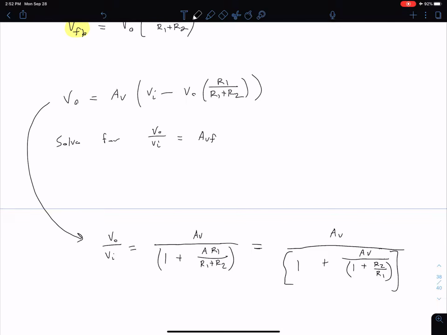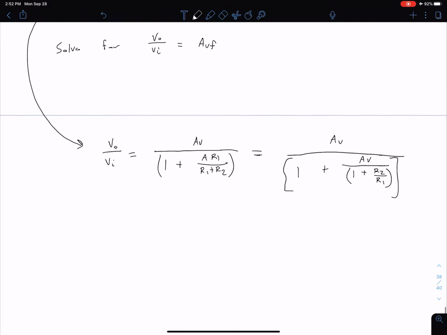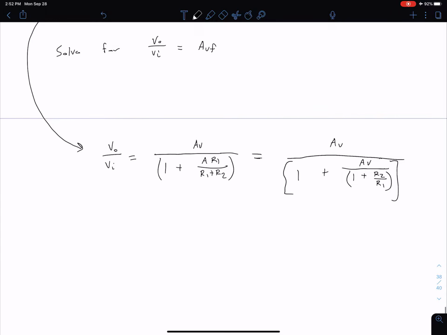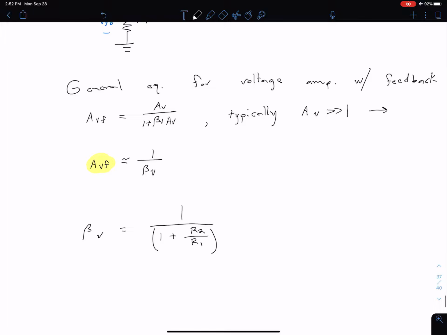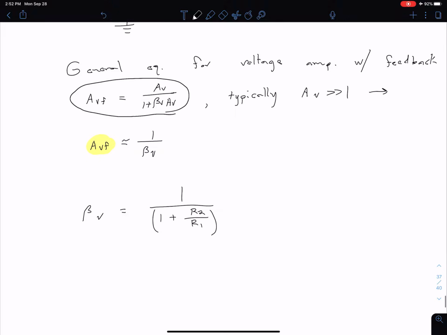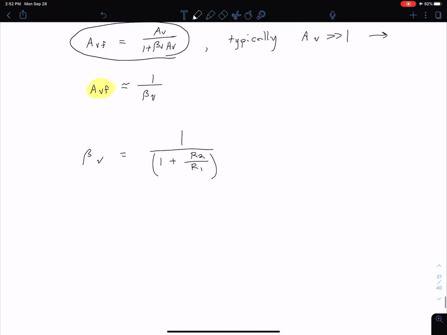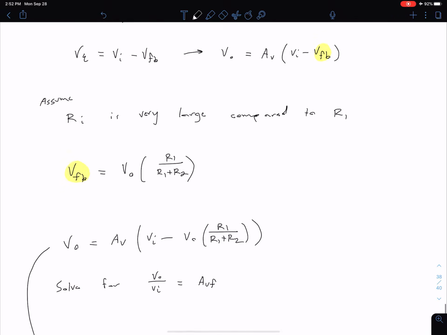Okay, so what we notice then is that this is the exact same form as our ideal feedback expression. So remember here, let's scroll up. Here's sort of our ideal feedback expression. And we notice if we compare these two, we have a beta V that's equal to this. So let's write that down here.